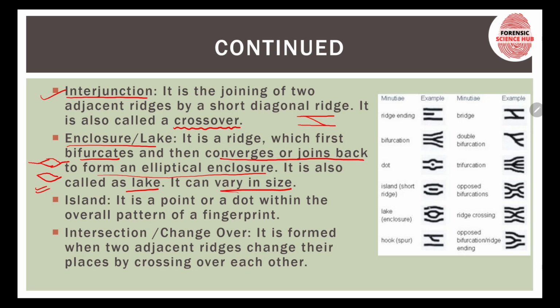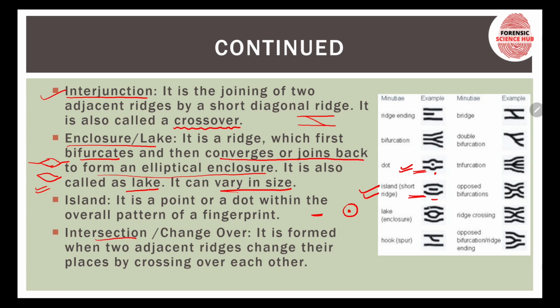Then comes island. It is a point or a dot within the overall pattern of a fingerprint. This is a dot, and an island will simply look like this. A small point, and this point can even be so small that we can also call it a dot, or it can be a simple very small ridge like this. Like here you can see in this picture, this is an island, and also here you can see it is a dot. Simple dot, simple small ridge.